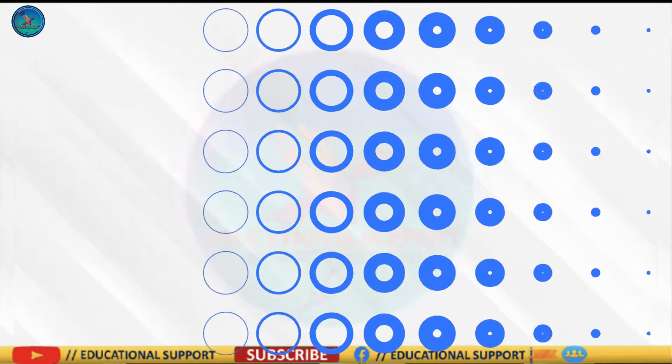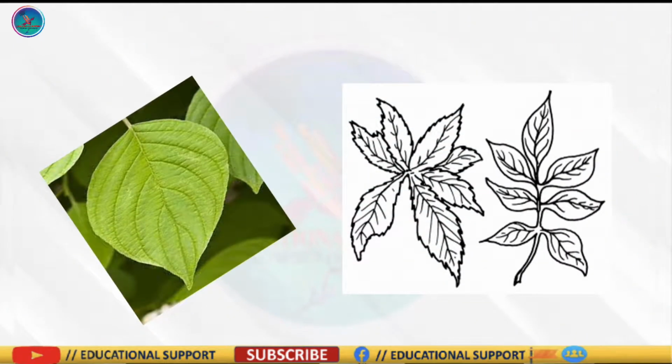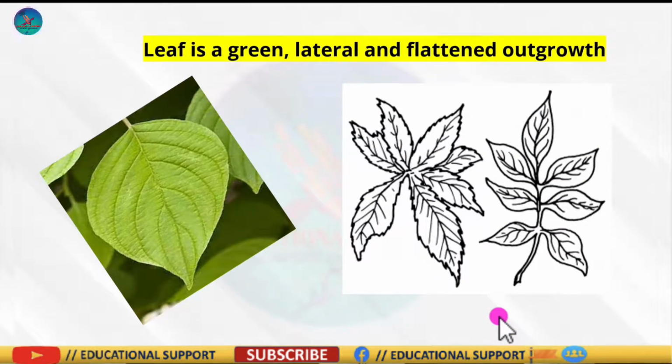If you look around, you'd find many kinds of leaves. A leaf is basically a green, lateral and flattened outgrowth which is borne on the node of a stem or its branches, especially to perform photosynthesis. So apart from photosynthesis, leaves often modify to perform several other functions also. So let us see what they are.